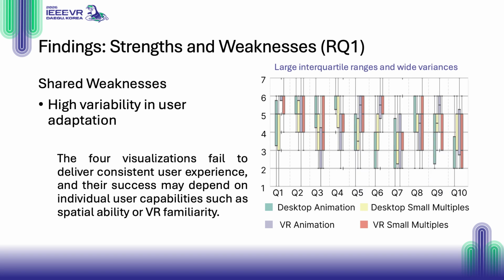Besides, we also observe large interquartile ranges and wide variances across the questions that assess user experience. The results indicate that the four visualizations fail to deliver a consistent user experience, and their success may depend on individual user capabilities, such as the spatial ability or VR familiarity.